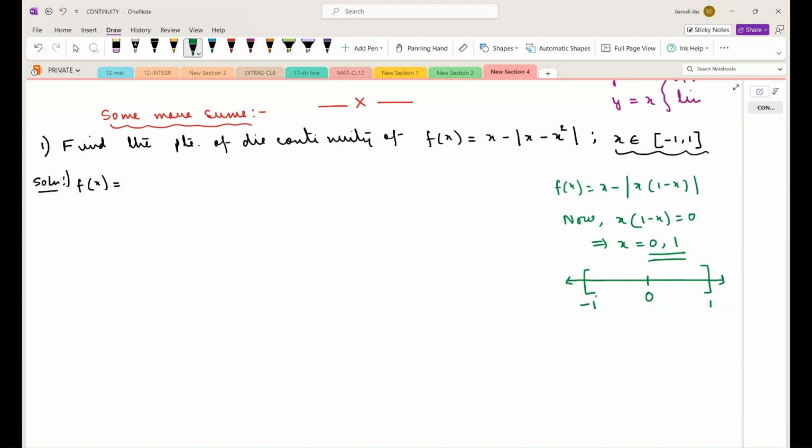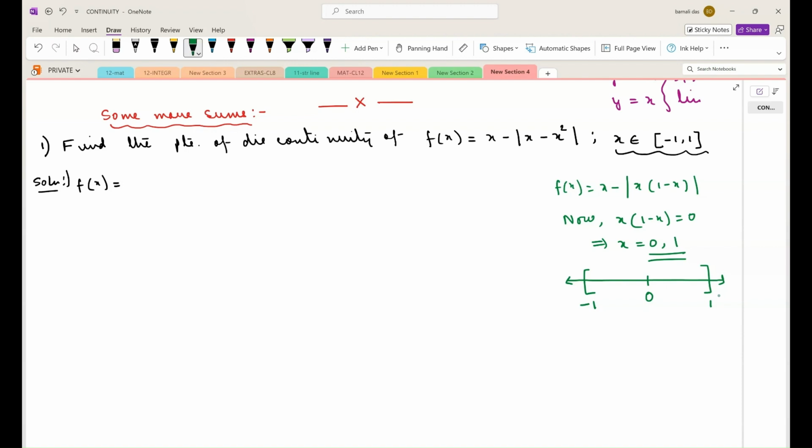Already it is given that minus 1 to 1 is the domain. So the only different point of break you get is 0. Suppose the function was given on the whole of R, then the whole of R would have been divided into minus infinity to minus 1, minus 1 to 0, 0 to 1, and 1 to infinity. So we don't need to do that here, thankfully.